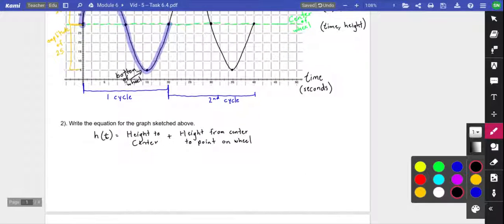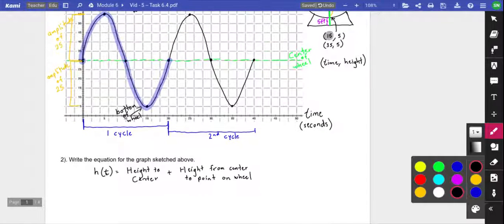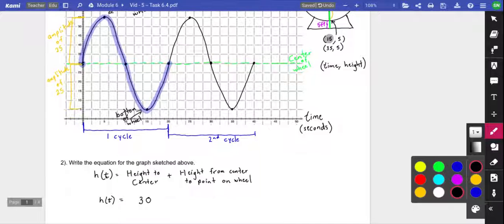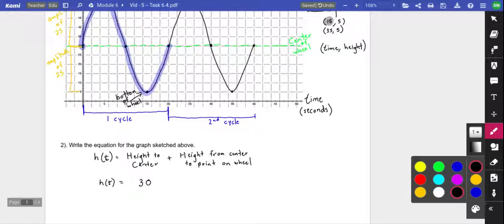Part 2, we are supposed to write the equation of the graph that we sketched above. We know that the height at any point is equal to the height to the center, which is 30. And from there, we either add if we're going above the center point, or we subtract if we're going below the center point. In section 6.1, we learned that height was 25 times sine of WT.